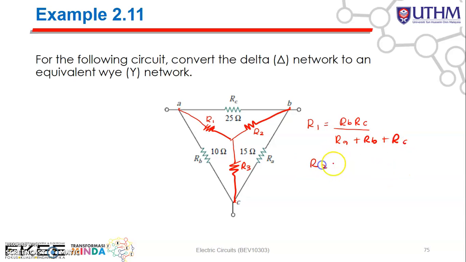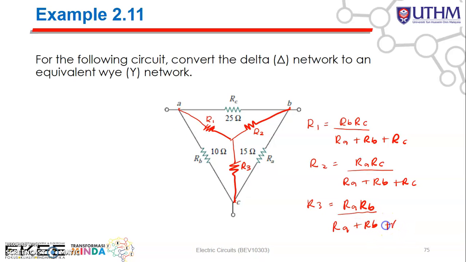So how about R2? R2 is surrounded by RC and RA. So that's why you have RA RC divided by RA plus RB plus RC. And how about R3? R3 here is surrounded by RA and RB. So that's why you have RA RB divided by RA plus RB plus RC.